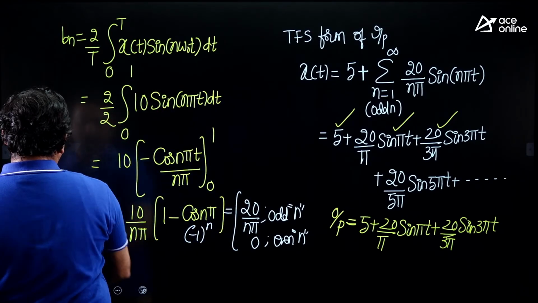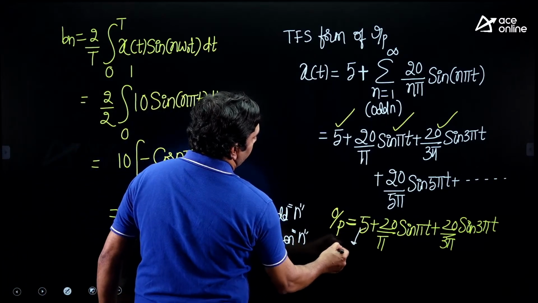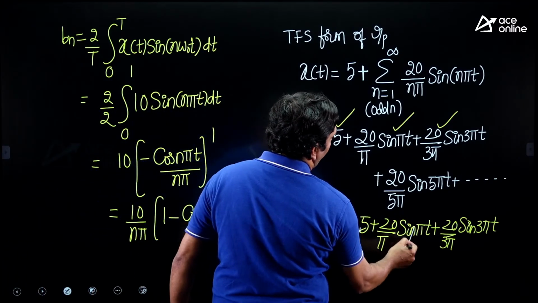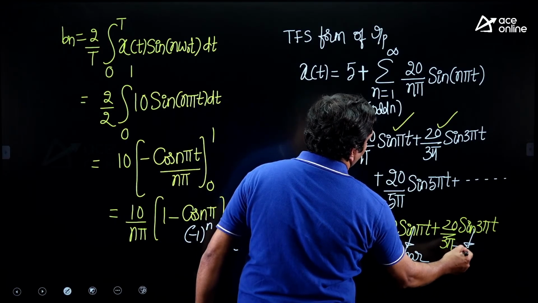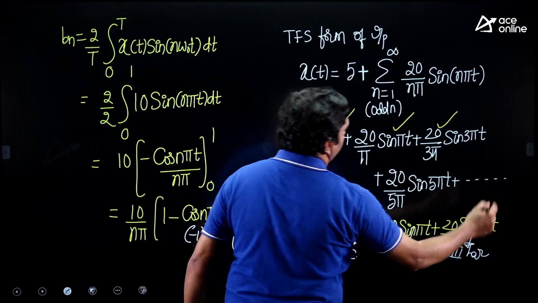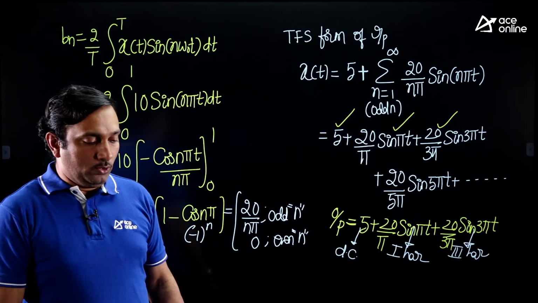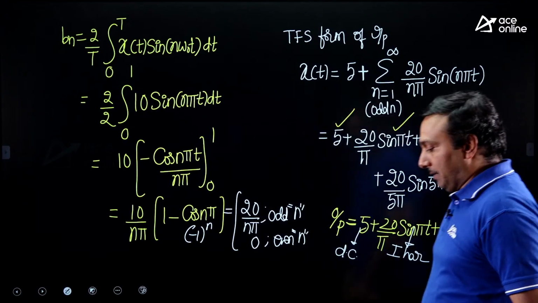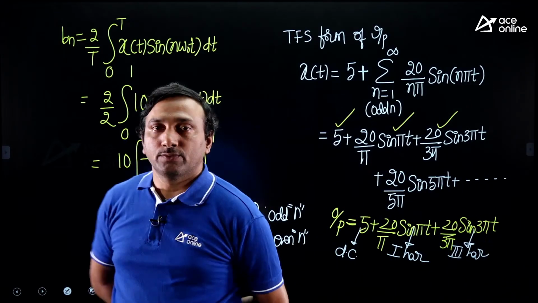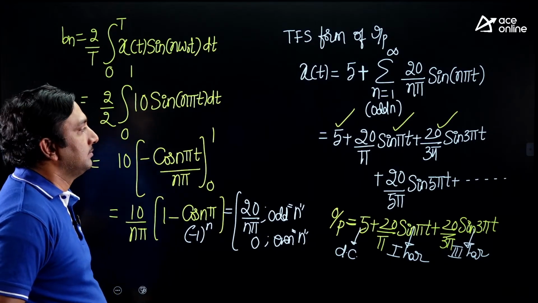Theoretically, what you can say? 5 means DC, pi corresponds to the first harmonic, 3 pi corresponds to the third harmonic. The output has retained only three terms: DC, first harmonic as well as third harmonic.